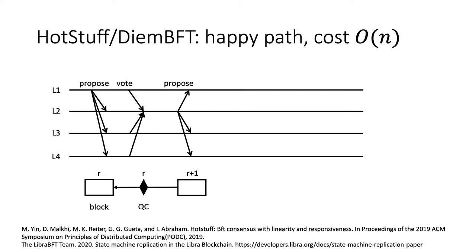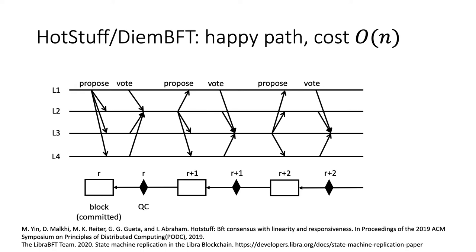So when L2 receives enough votes from the parties, it can form a quorum certificate and attach the QC on its new proposal of round R plus 1 and send this proposal to everyone. Similarly, when a node receives the proposal from L2, it may vote for the proposal and send the vote message to the next leader, L3. Then, when L3 gathers enough votes, it forms a QC for the block of round R plus 1 and attaches the QC to its own proposal of round R plus 2 and sends it to everyone. Then everyone again may vote for the proposal and send it to the next leader, and so on and so forth.